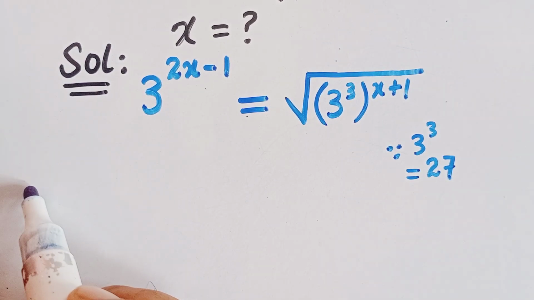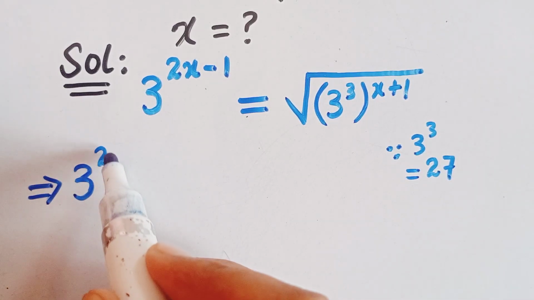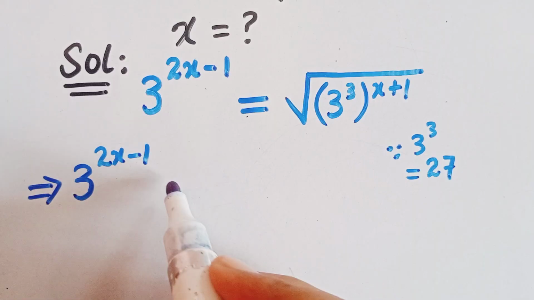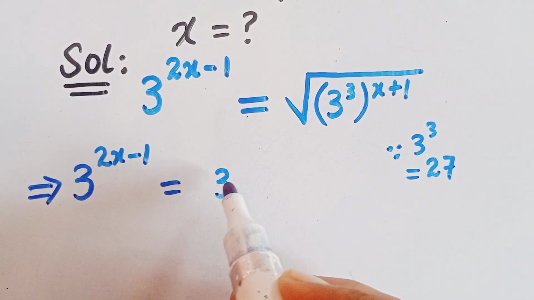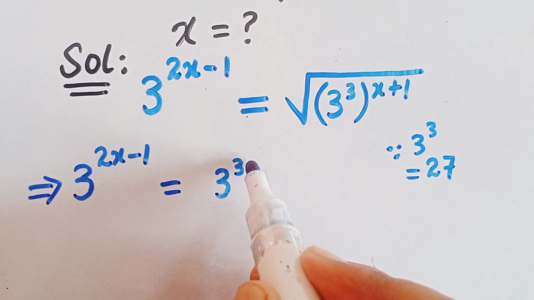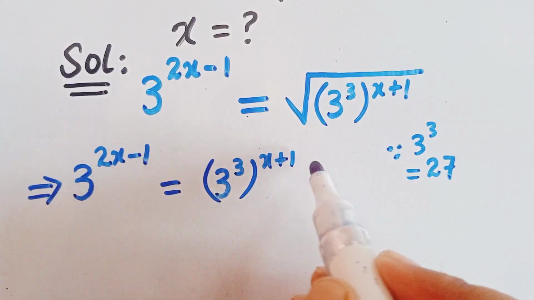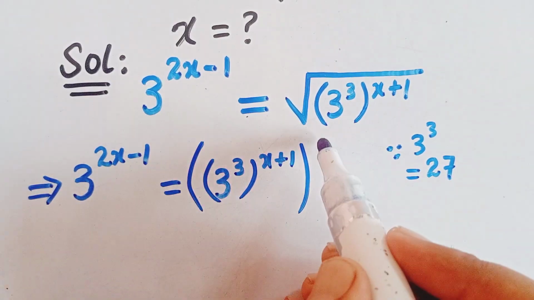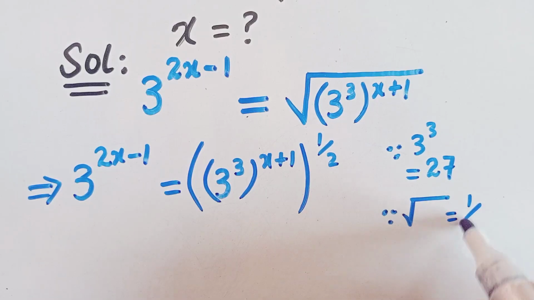So further simplifying this, we can write 3 raised to the power 2x minus 1 equals 3 cube raised to the power x plus 1. And for the radical symbol we can write it equals 1 upon 2. That is, we have replaced the radical symbol by its value, that is, radical symbol equals 1 upon 2.